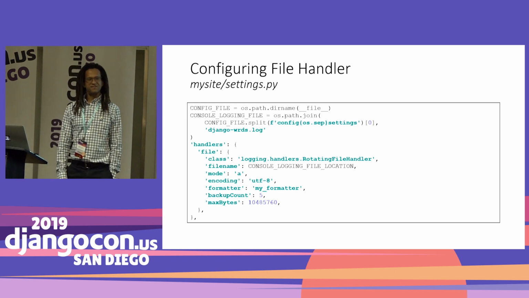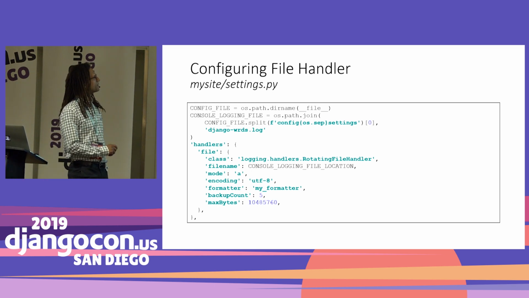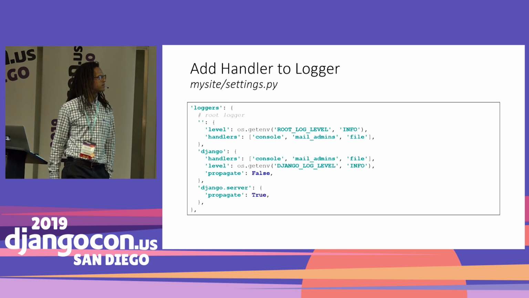So we can configure a file handler, and this is how we might configure a basic one. We are configuring a rotating file handler, and we are giving it a location where we want the files to go. We'll give it a format, a mode, an encoding, and then how many files we want to keep and how big we want those files to get. This configuration will rotate some log files for us and save them between restarts.